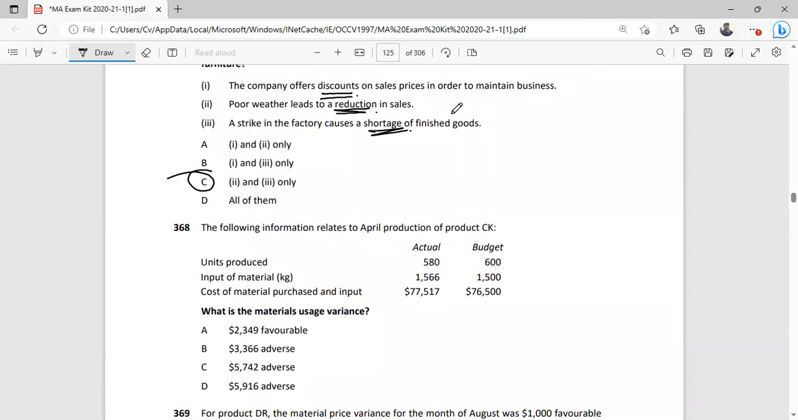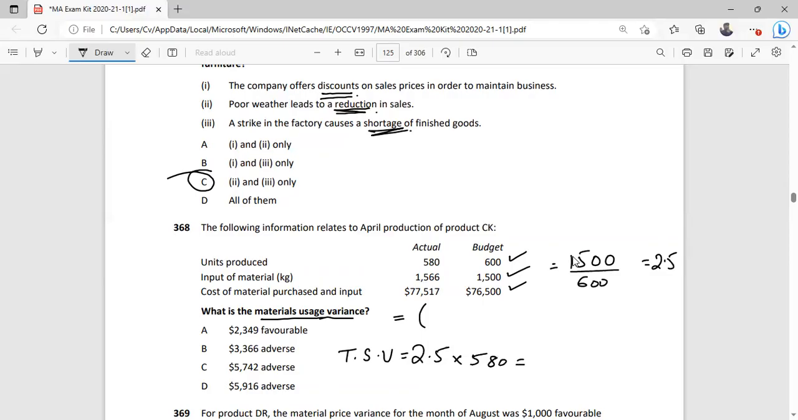Then we have what is the material usage variance. The information relates to April production of the product CK. Units produced 580 as actual, 600 as budget, 15,300 as budgeted input, and the user price is 76,500 in total. Requirement is to calculate material usage variance. To calculate material usage variance, we need total standard usage, and we will calculate standard usage per unit. 1,500 divided by 600, it's 2.5. So 2.5 is standard usage per unit multiplied with actual production units.